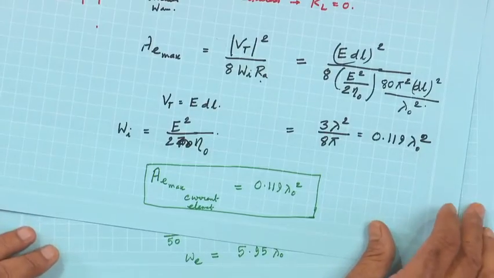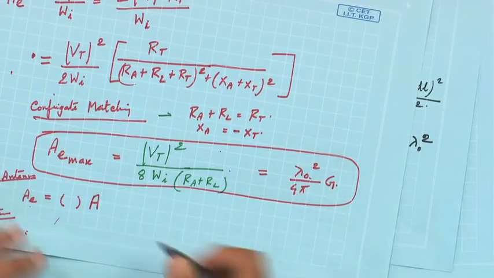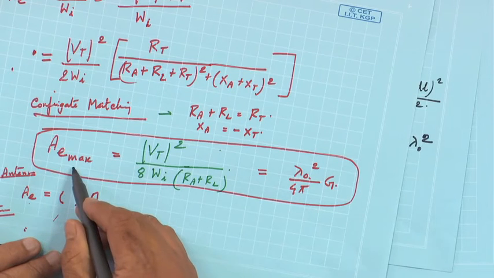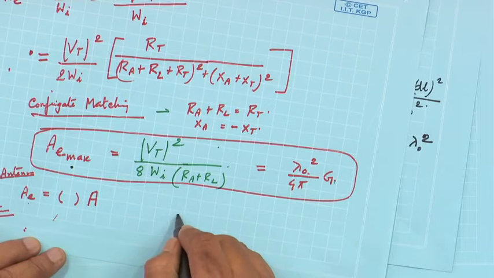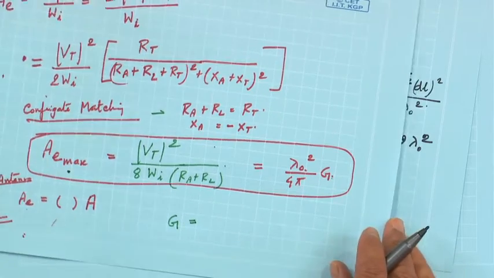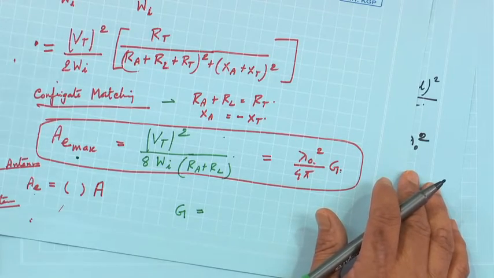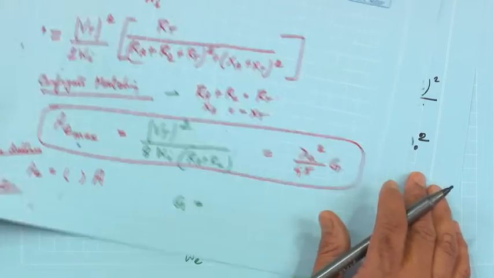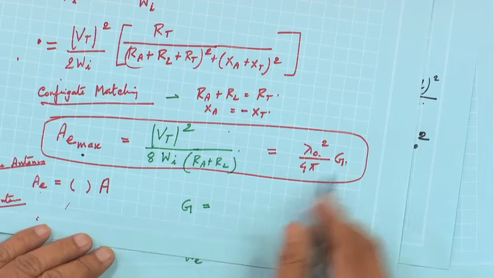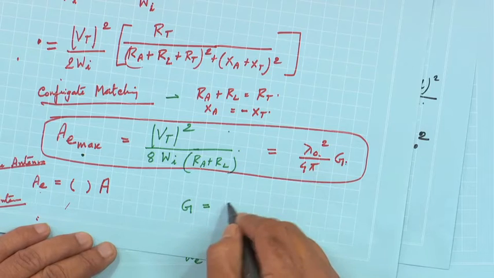Now, let us do another trick. We will just prove this formula later, but if you believe it, I have already found out the Ae max for the current element. So, what is the value of the gain of a current element? That also we have not found. Generally, we find it, and I think in the assignment it will be given: find the gain of a current element. So, find out G from here. What will be the value of G?